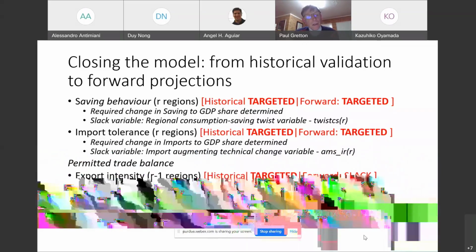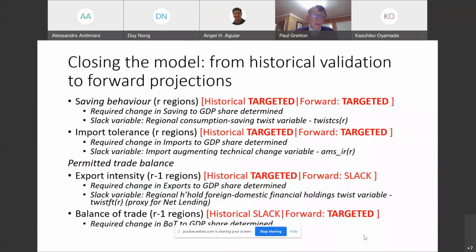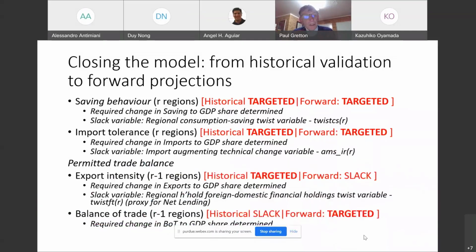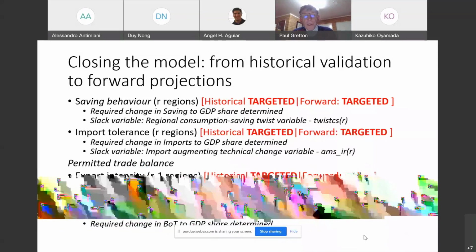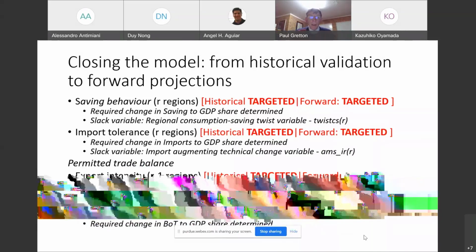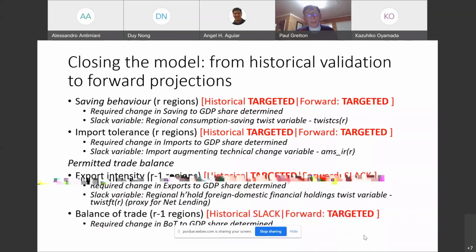So that's the savings behavior and import tolerance side of things. But on the other side, I've got export intensity and trade balance. And I adopt different approaches here between the historical simulation and the forward simulation. In historical data, I target the export intensity. We know what they are from the World Bank data. But in the forward projections, it'll be slack, and I'll mention that in a moment. The slack variable I've got is regional household foreign domestic financial holdings. And that's the proxy for net lending. So if I run an export surplus, I'll build up foreign balances of my domestic households. If the reverse is the case, my balances will be run down.